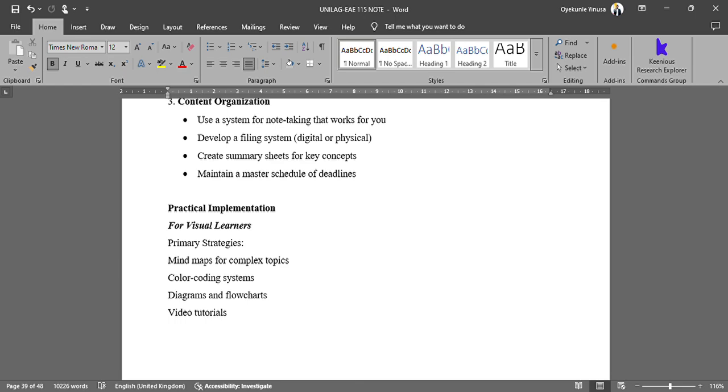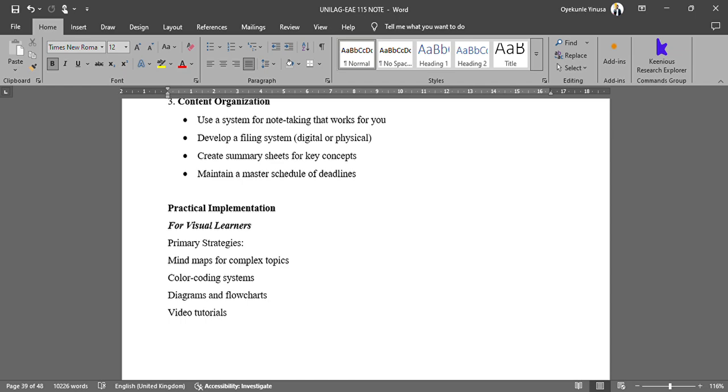A Google Calendar can help you, so that it will keep giving you prompts as to when you need to deliver your task. So, practical implications for visual learners, for instance. Visual learners love to see. Mind maps for complex topics will make them very easy. A color coding system, where the whole learning environment is colorful and with inscriptions on them, so you'll be able to grasp what is written. You'll be able to learn best.